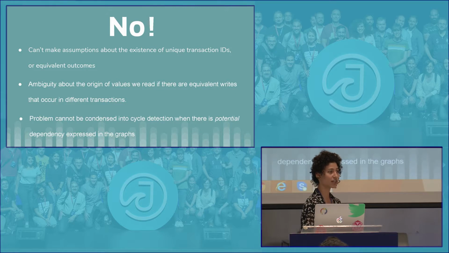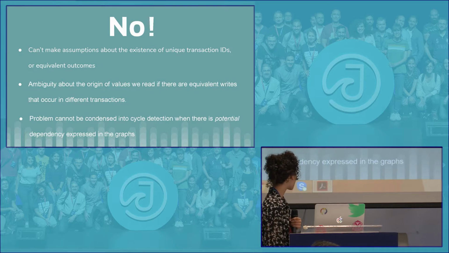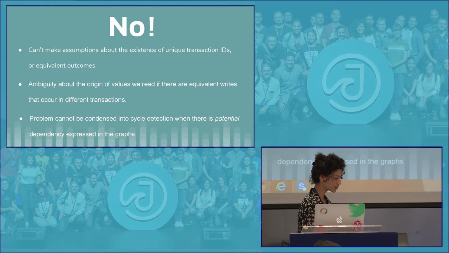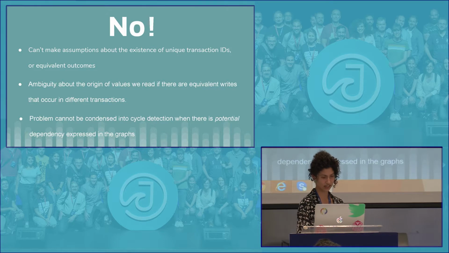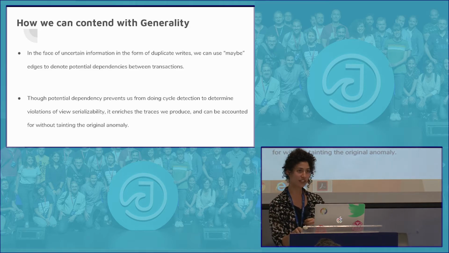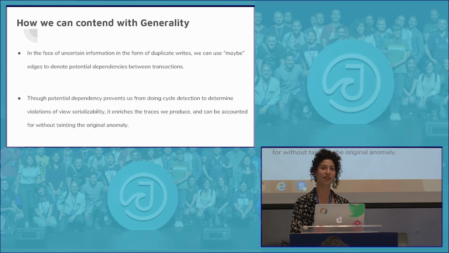Sometimes from this outsider standpoint, we really can't differentiate between the source of a write. So for instance, if two transactions both write x equals 1 and some transaction later reads x equals 1, there's ambiguity as to whose effects we're witnessing. And this problem can't be really condensed into cycle detection when you've got these potential dependencies, these potential lines where it's not really clear where the lines of that graph really lie. And what this gives us is a difficulty when it comes to generality, and it's actually kind of how we deal with that, how we wrangle with systems that may provide less information about the origin of their transactions.